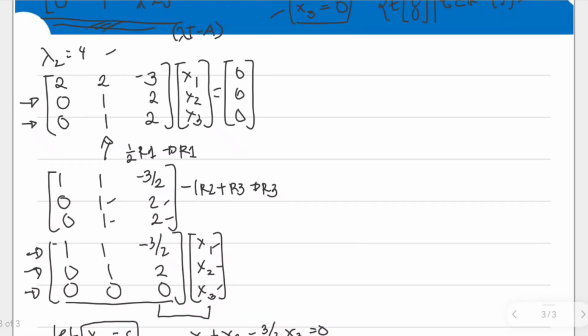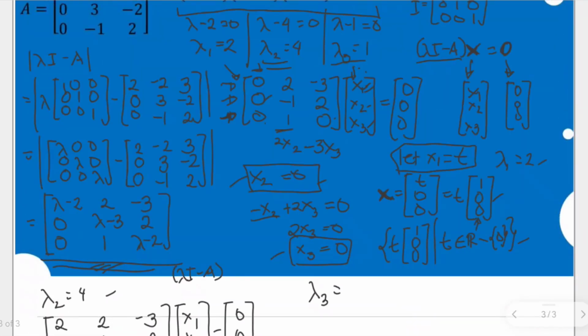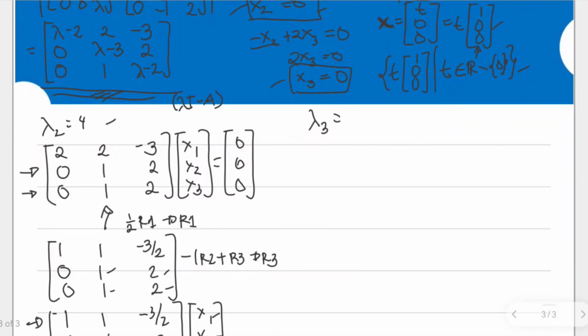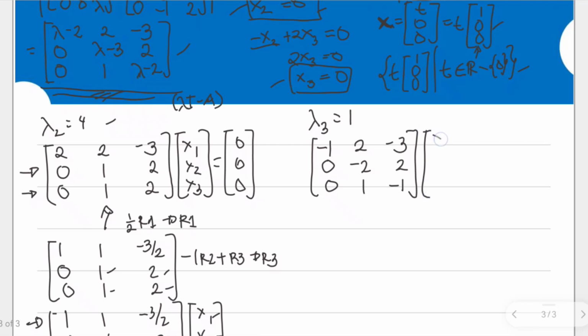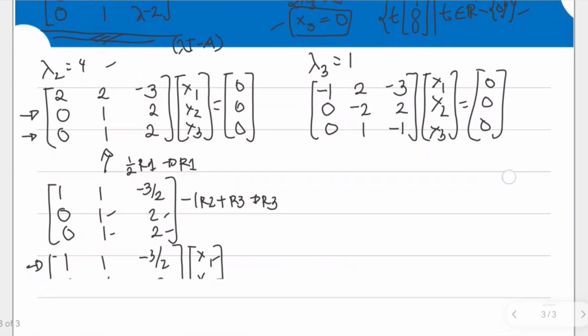So, going to our last one, you have lambda sub 3, your third eigenvalue, which is 1. So, this is still the form. Substituting 1 there. 1 minus 2 is negative 1, 2, negative 3. 0, 1 minus 3 is negative 2, 2. 0, 1, 1 minus 2 is negative 1 as well. So, again, this would be multiplied by x sub 1, x sub 2, and x sub 3 is equal to 0, 0, and 0.